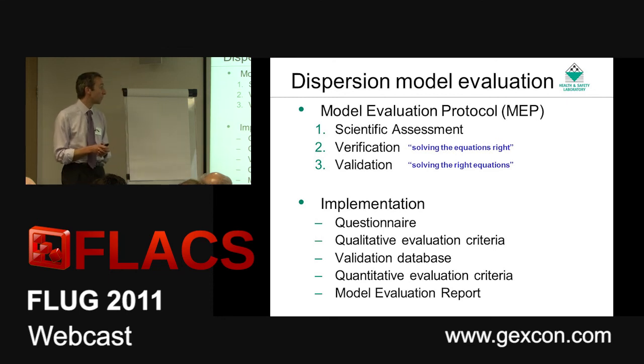The next part is verification of the model. This is something that's usually done in-house, so it's testing whether the equations are appropriately solved by the software, making sure the implementation of the model in software is working as it's intended. And the final part is validation, which we've seen a lot about already. People talk about verification and validation in terms of solving the equations right and solving the right equations. It's one simple way of looking at the difference between those.